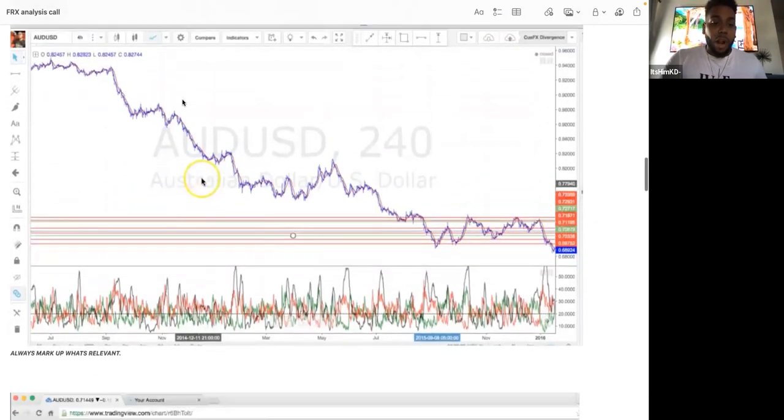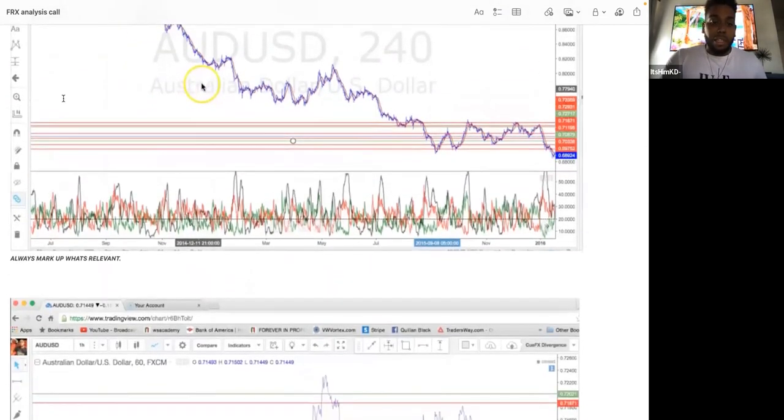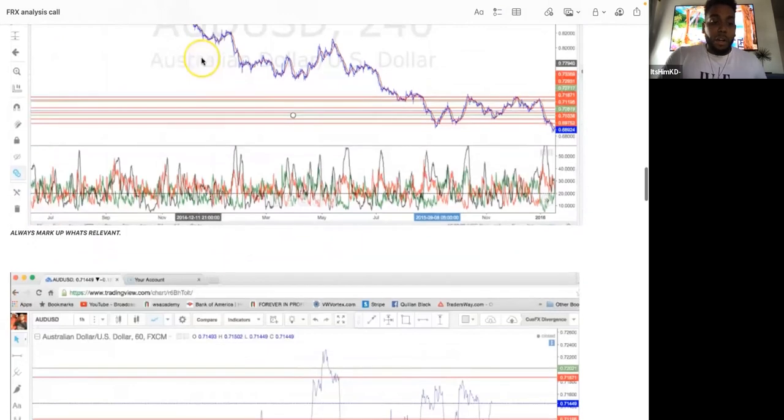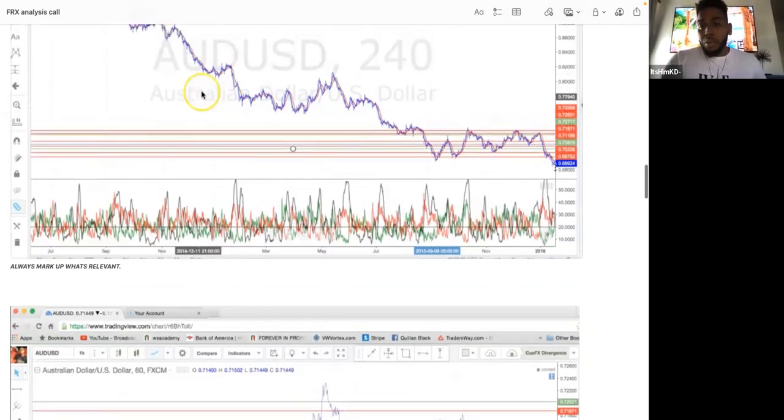Then, in the 4 hour, I stretch it all out because I really want to see. Always mark up whatever is relevant. You know what I'm saying? I don't usually mark up things that are not relevant in the market. I mark up what's relevant. That's why I tell you guys the sauce 3 to 4 months back. 3 to 4 months back, I usually mark up.